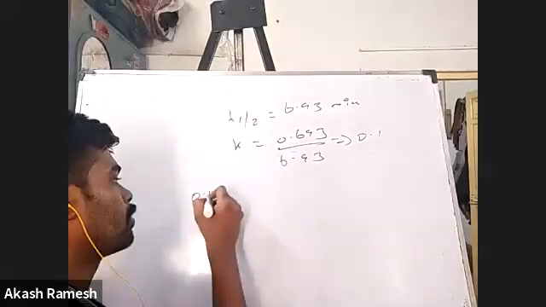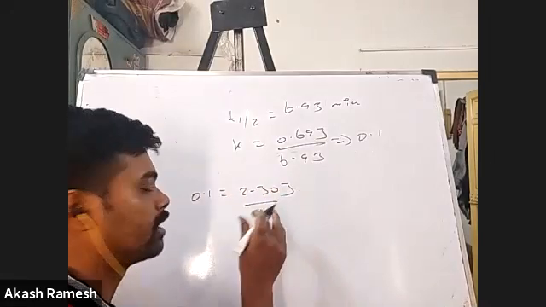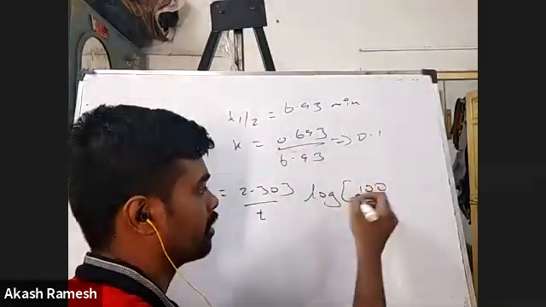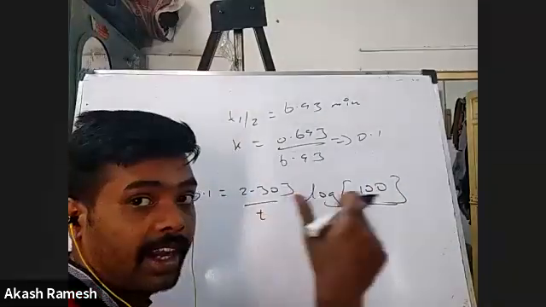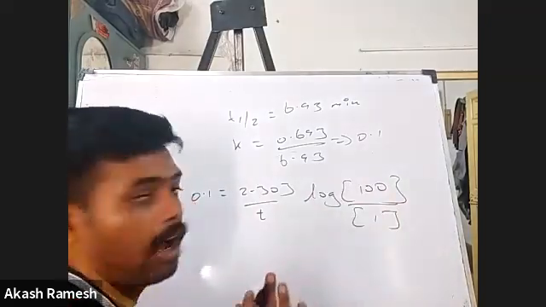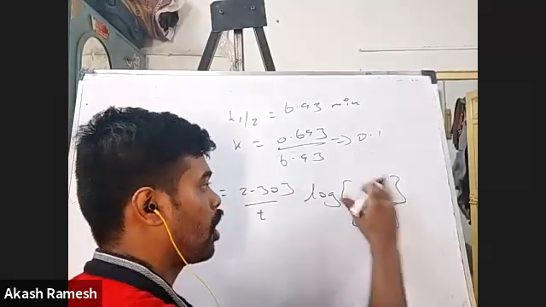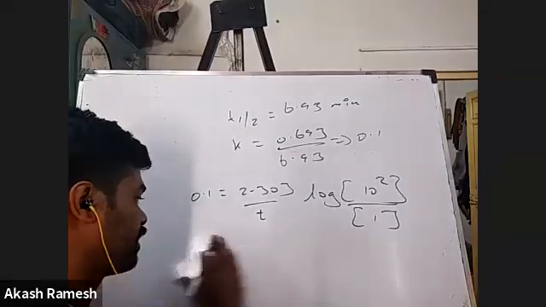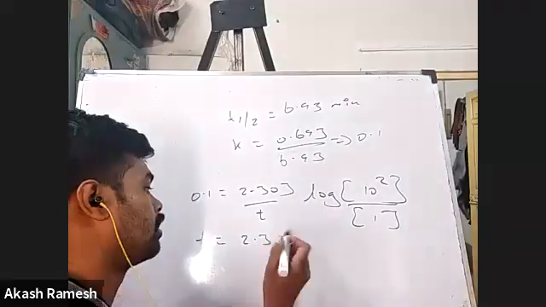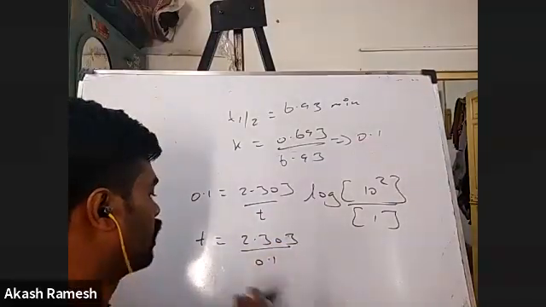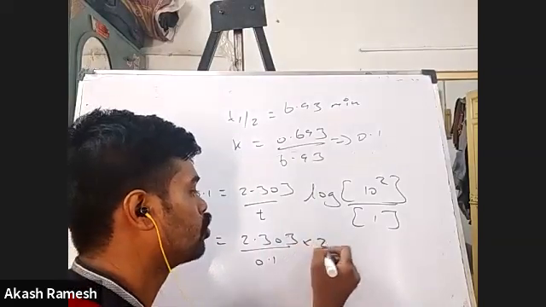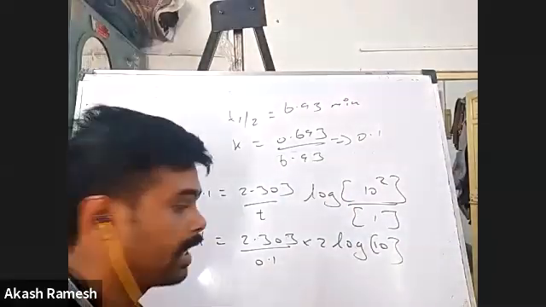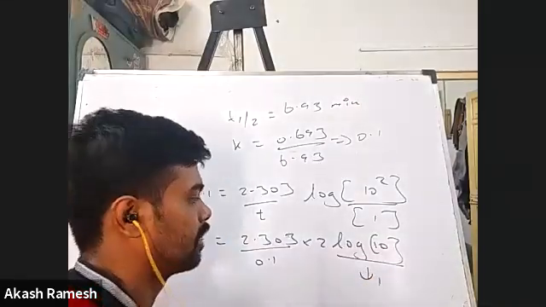So I have K, that is 0.1, is equal to 2.303 divided by T, log of the initial concentration over the final concentration. Time taken for 99% completion: if I keep the initial as 100, finally I have only 1. So log of 100. How can I write this? It is log of 10 to the power 2. So T is equal to 2.303 divided by 0.1 into 2 into log of 10. Log of A power B, I write as B log A, right? So now log 10 value is 1.